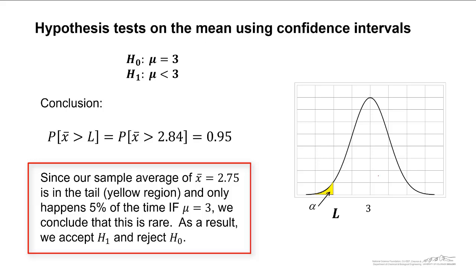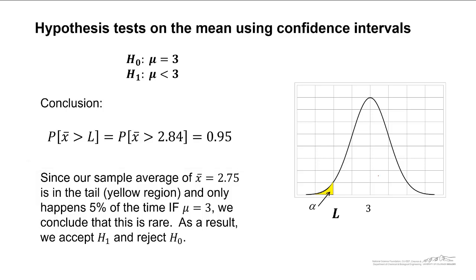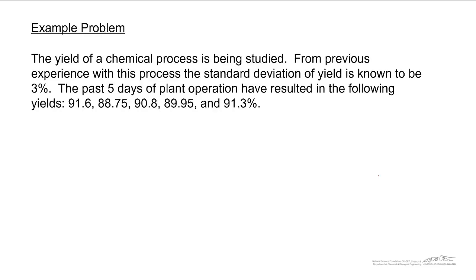And we conclude that this is rare. As a result, we accept the alternate hypothesis and we reject the null. In other words, we can accuse Elitch Gardens of shorting us on our time on the bumper cars. Let's look at a second example.